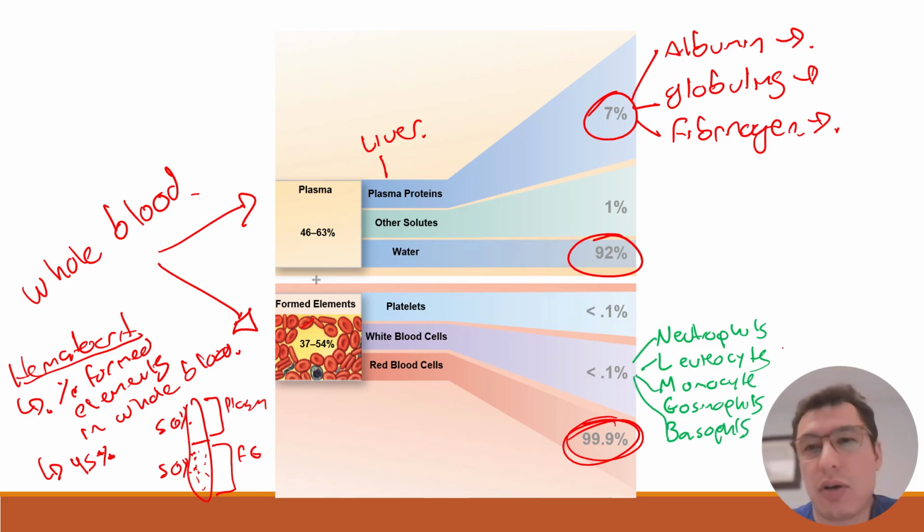And this acronym also tells you from most abundant to least abundant. So these are more common and these are least common. Each one has different functions, and we'll dive in deeper into each one of them and what they do later on. And these are the platelets.